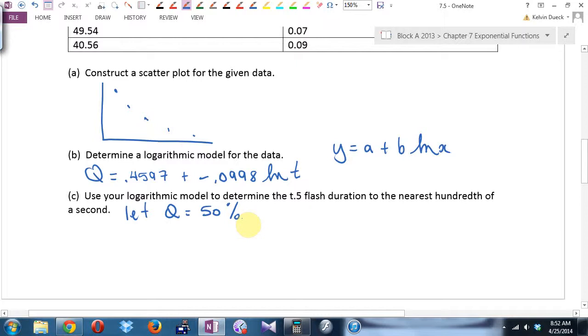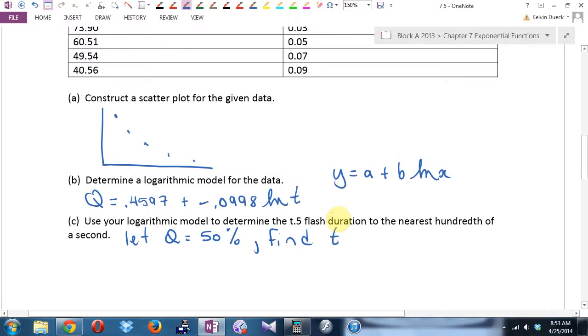This is phrased kind of confusingly. I won't do that to you on a test; I'll make it clear. What it's saying is find t, find how long it takes for the flash to get up to 50% of its charge. Are you being asked to find an x value or a y value? What's it asking you to find, Colin? Find t. Is t sitting where the x is, or where the y is? So am I being asked to find an x value or a y value? Colin, you say what? You are ever so clever.